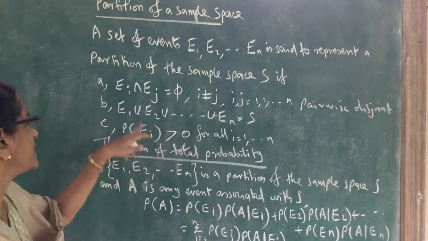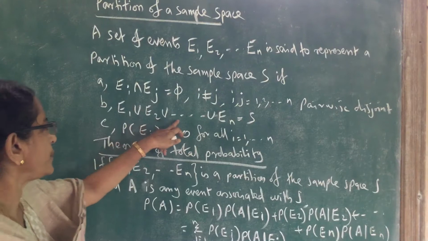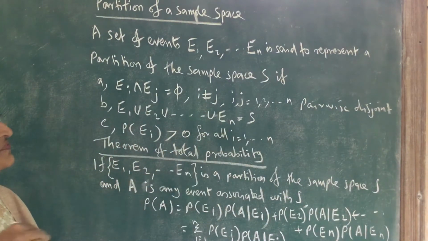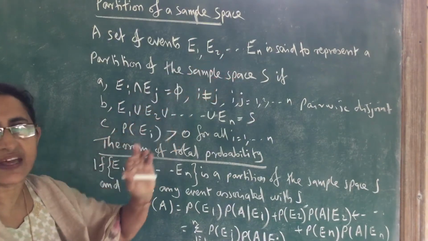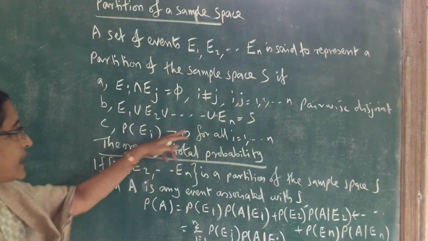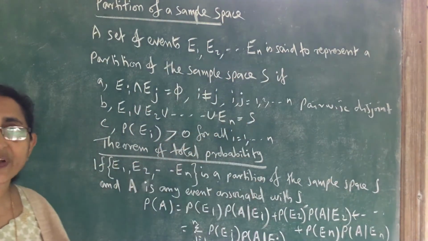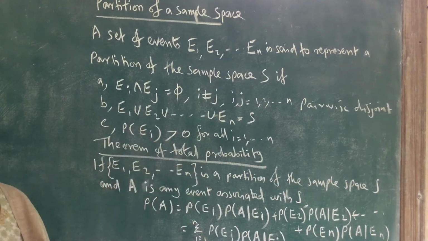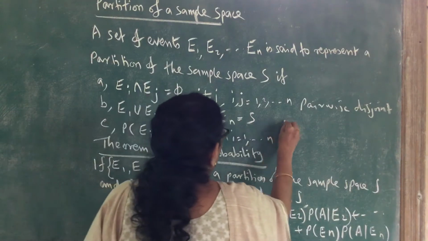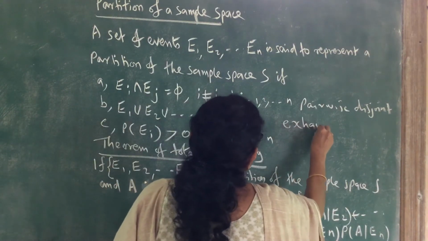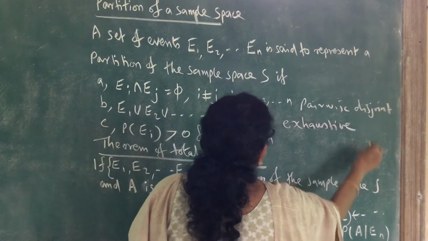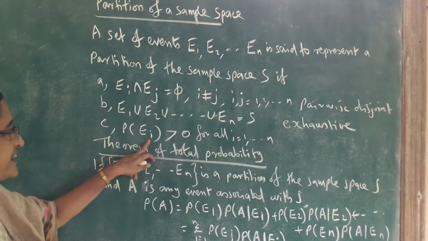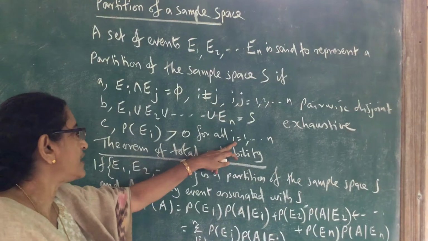Pairwise disjoint. And E1 union E2 union etc. union En equal to S. That means the union of these events E1 etc. En is equal to the sample space. That property is called the events E1, E2, etc., En are exhaustive events. They are exhaustive events. And one more condition, probability of Ei is greater than 0 for all i equal to 1 to n.